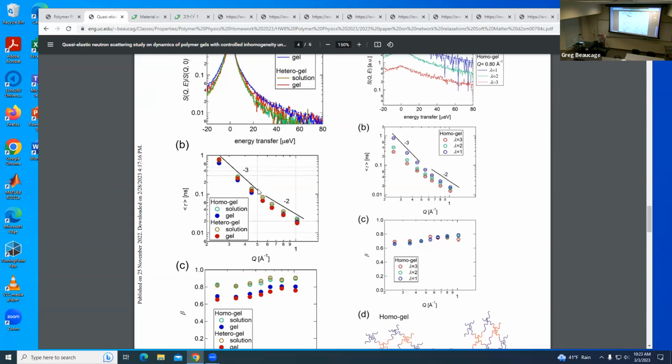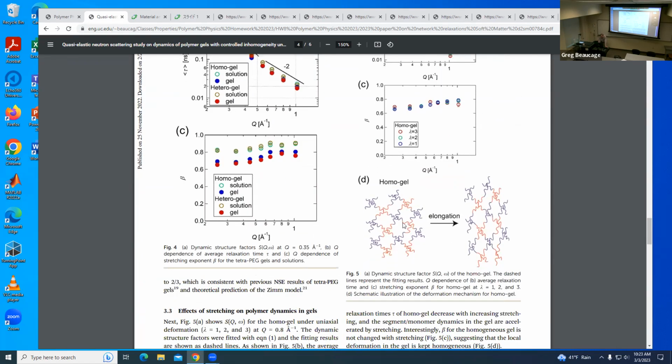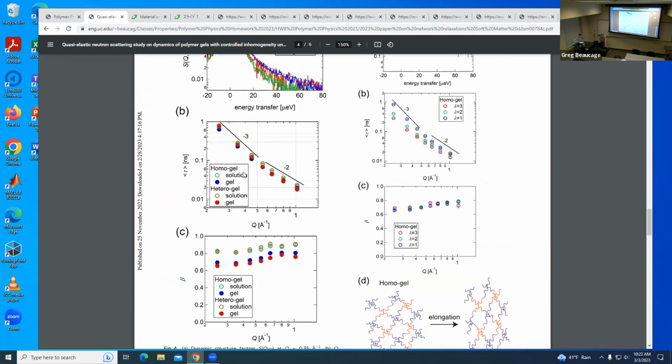So he said it goes to 3. It kind of makes sense: if you have a network, at small scale it's diffusive. And then at larger scale, maybe when you reach the network size, it's going to be hindered, right? So you go to this 3. These are just unstrained, and he has the solution. So the chain's just in solution, and then the chain's in a gel, and they kind of behave the same way.